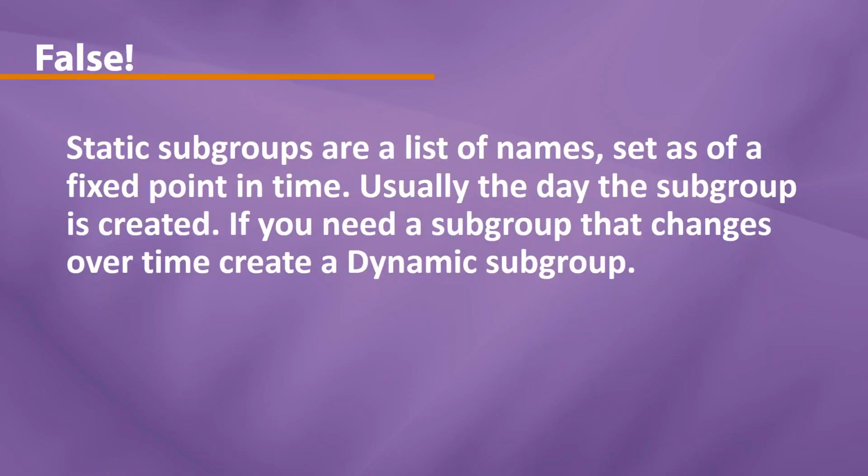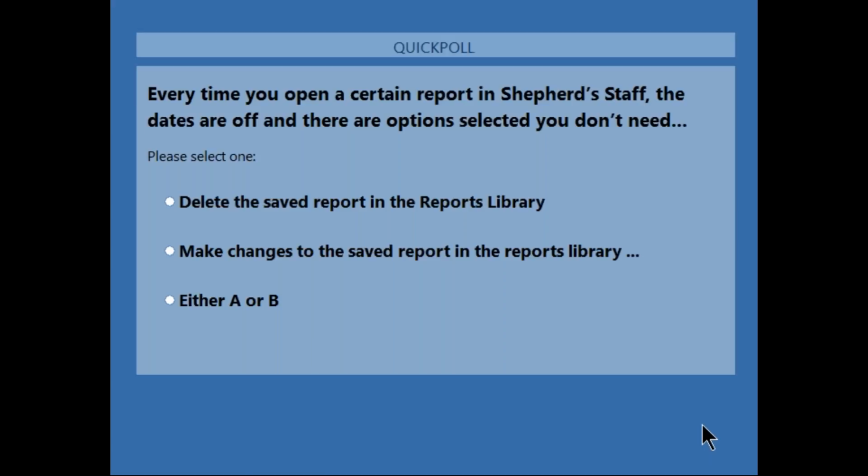Question number 3 is going to be multiple choice, A, B, or C. Every time you open a certain report in Shepherd Staff, the dates are off and there are options selected you don't need. What should you do? A, delete the saved report in the reports library. B, make changes to the saved report in the reports library and click Save. Or C, either A or B. So we have 3 choices there.